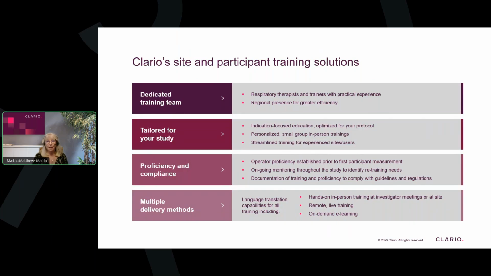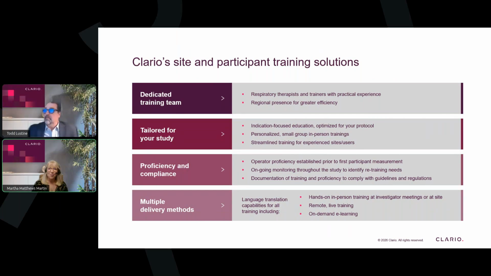And we do have language capabilities, so we can translate into native languages, which is of course very important to make sure that the communication, again, that pivotal collaboration between the site staff and the participant, is being done in a way that is easy to understand so that we get the performance that we need in order to get that good solid data.